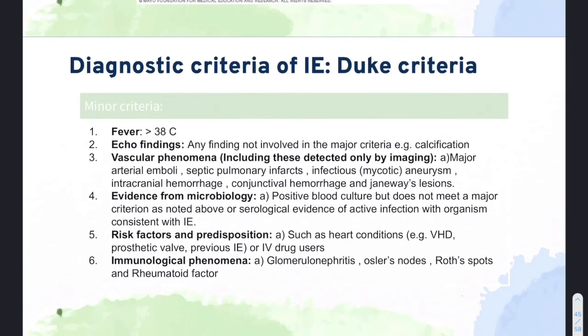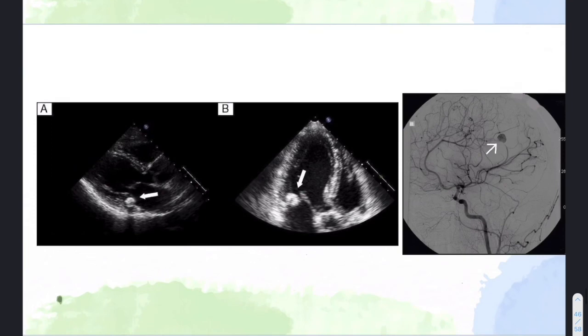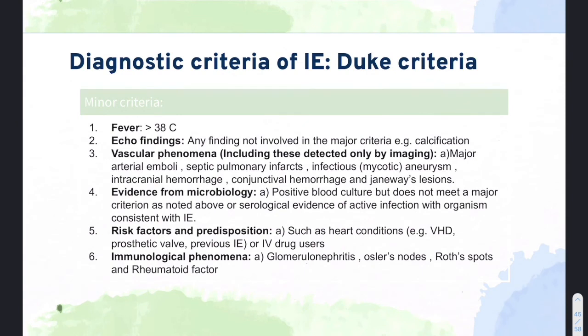Minor criteria: if the fever was more than 38 degrees, or there is an echo finding, any finding not included in the major criteria, say calcification. You could see here calcification on echo. And 1 point if there are vascular phenomena like major arterial emboli, septic pulmonary infarct, infectious mycotic aneurysm, intracranial hemorrhage, conjunctival hemorrhage, Janeway lesions. So it doesn't matter if the patient has 2 of these. For the criteria, it will be considered 1 for vascular phenomena.